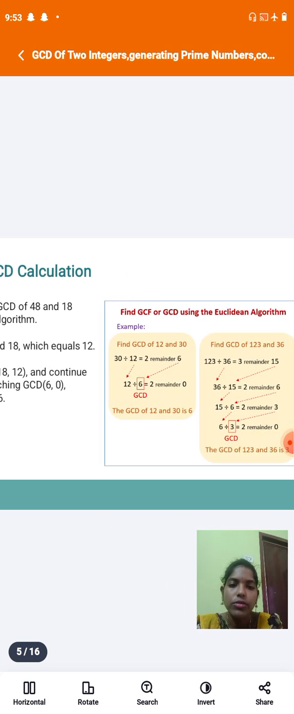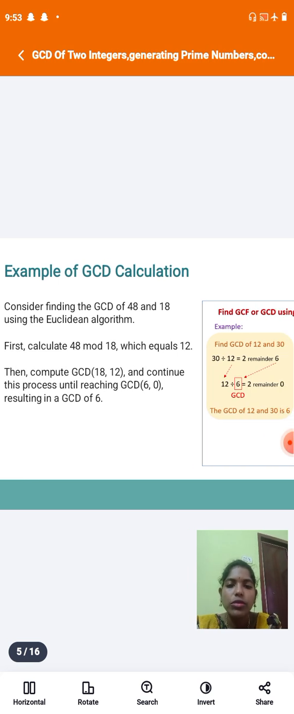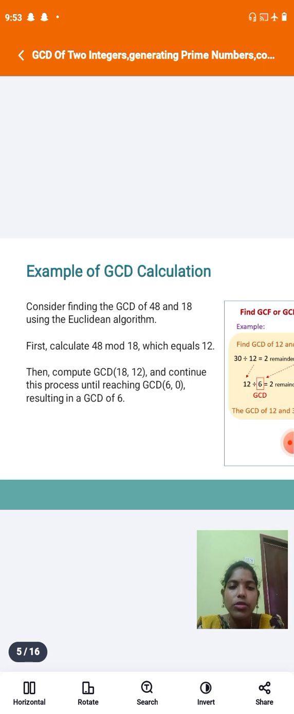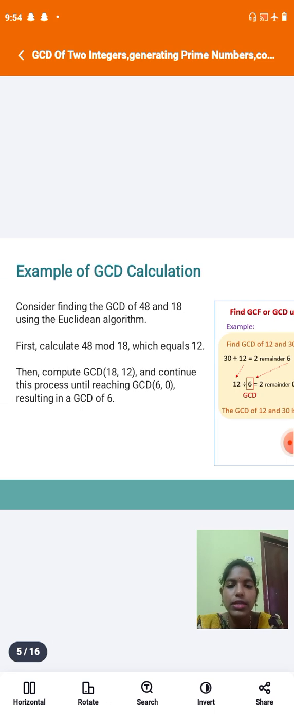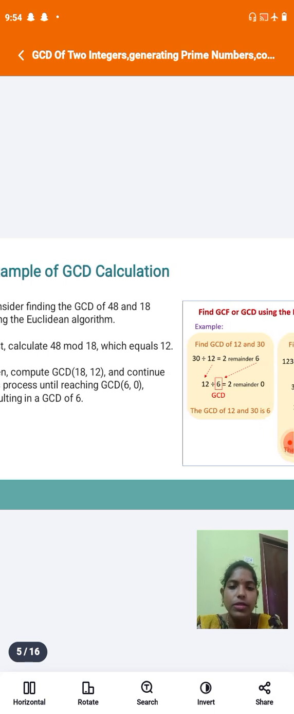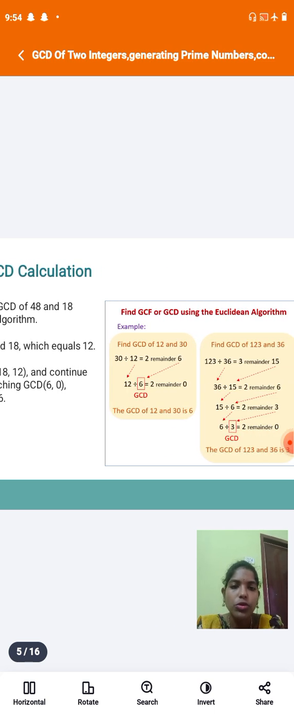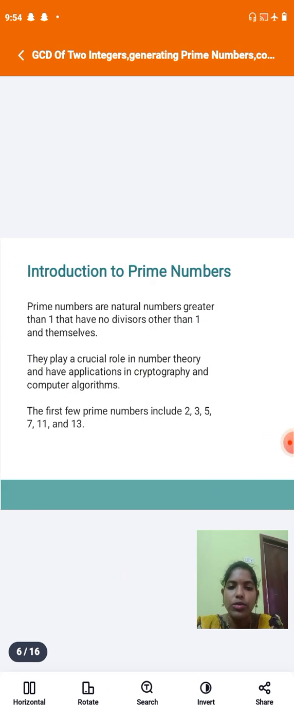So here we first divide 48 by 18, and the remainder is 12. Then compute the GCD of 18 and 12. Next we apply the GCD with both 18 and 12, continuing this process until reaching GCD of 6 and 0, resulting in a GCD of 6, the greatest common divisor or greatest common factor. Like this we use the GCD calculations.